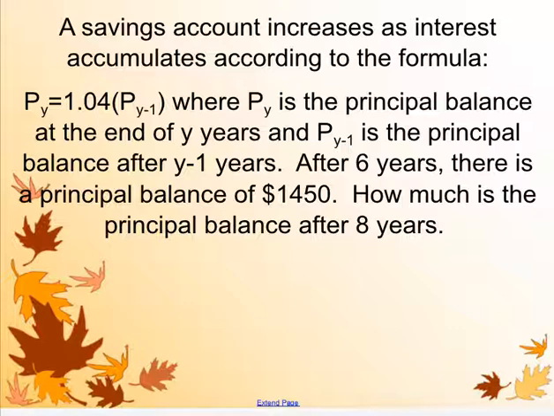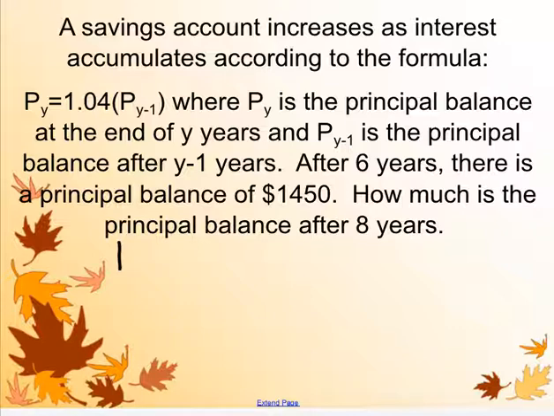So we have a savings account that increases its interest according to the formula P sub y equals 1.04 times P sub y minus 1, where P sub y is the principal balance at the end of y years. Okay, so maybe at the end of 10 years, 5 years, and P sub y minus 1 is the principal balance after y minus 1 years. Meaning if we're looking for year 10, P minus 1 is the balance for year number 9, the year before. After 6 years, there's a principal balance of 1450. How much do we have after 8 years?